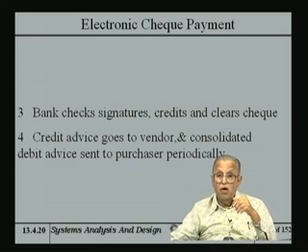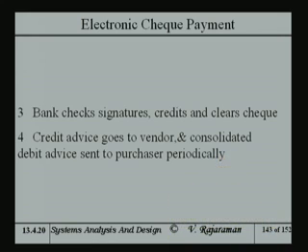The credit advice goes to the vendor once it is credited, and a consolidated debit advice is sent to the purchaser periodically by his bank. In other words, because ultimately the money has been taken away from his account, he gets a consolidated statement saying these are all the checks he issued, these are all the payments that have been made, so he can check that against whatever he has been issuing, so that there is no possible dispute which may arise. So effectively this is the way in which it goes.